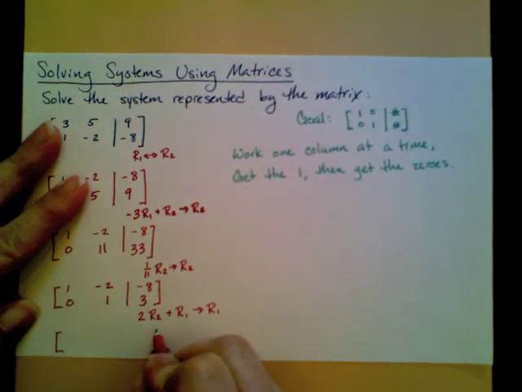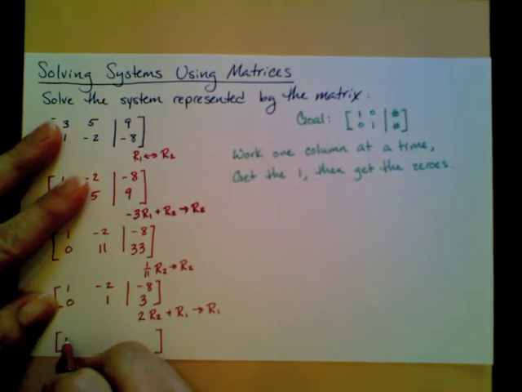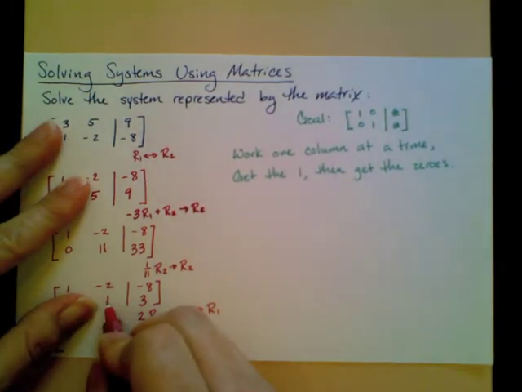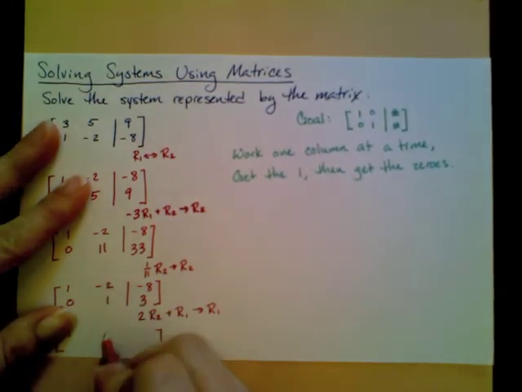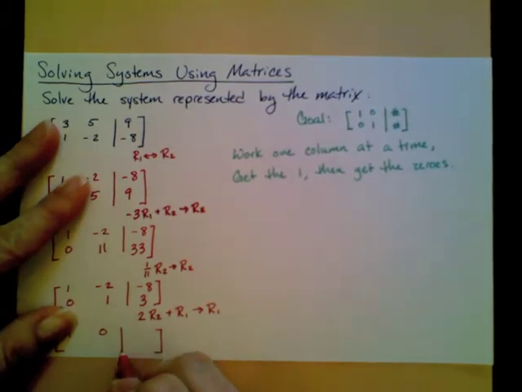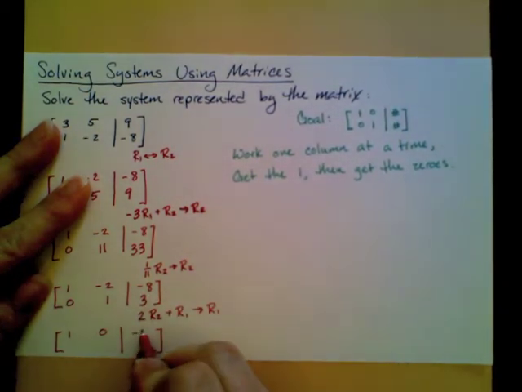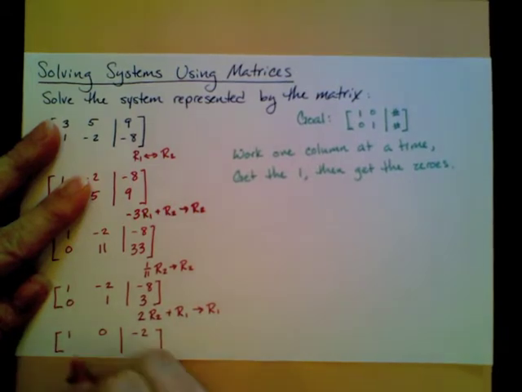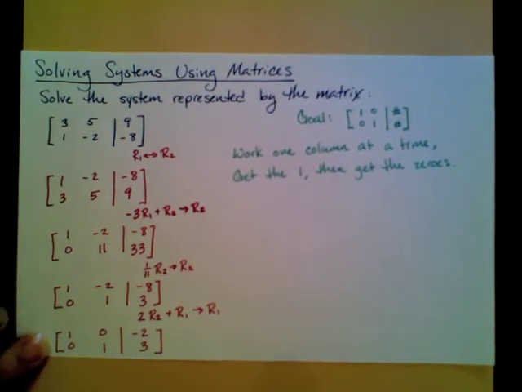So 2 times 0 is 0, plus 1 is 1. 2 times 1 is 2, plus negative 2 is 0. That's the whole reason we chose that. 2 times 3 is 6, plus negative 8 is negative 2. And now I get to just recopy row 2. And there is my final matrix in the reduced row echelon form that I wanted.